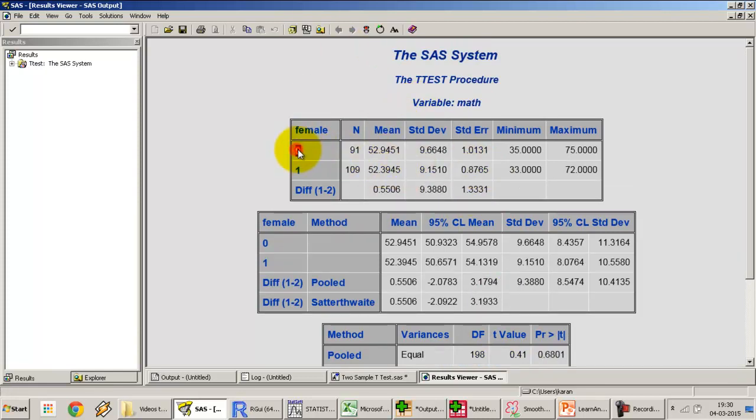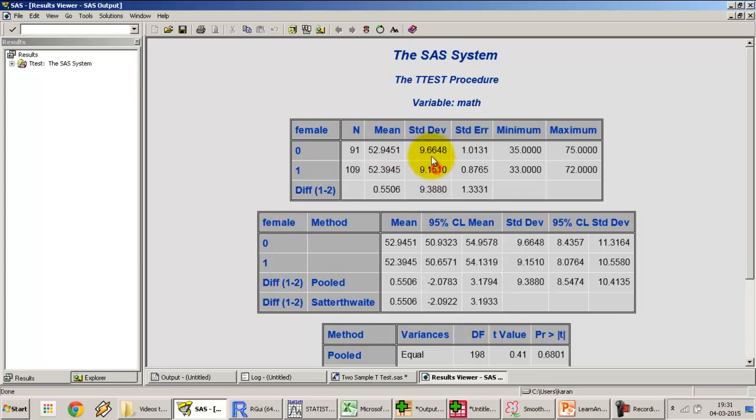So we've got two different levels for female, 0 and 1. So they are assumed to be the two samples that we've got. Gender equal to 0 has got 91 observations, gender equal to 1 has got 109 observations. Please remember, in this kind of t-test, it does not require sample A to have the same number of observations as sample B. Sample A has got a mean of 52.9 that we saw in Excel as well, and sample B has got 52.39 or 52.4 that also we saw in Excel.